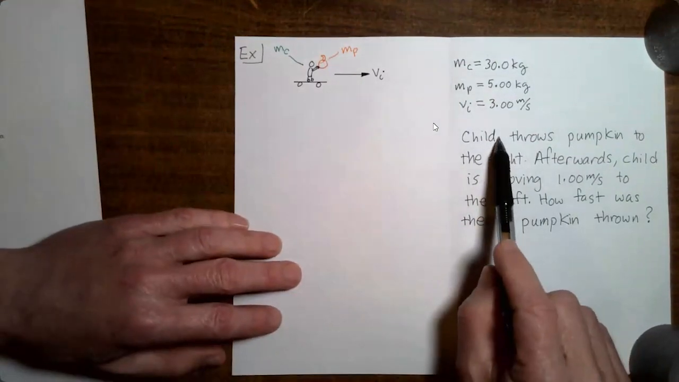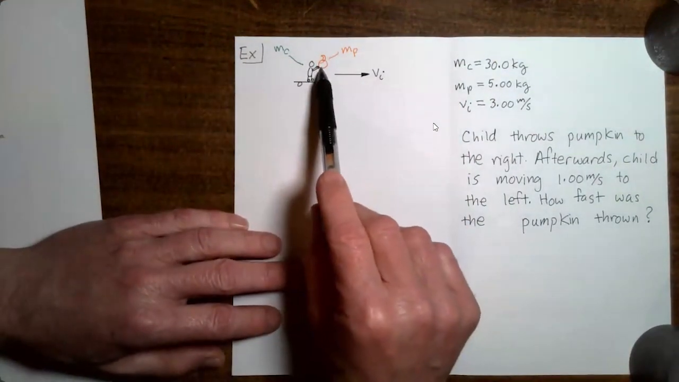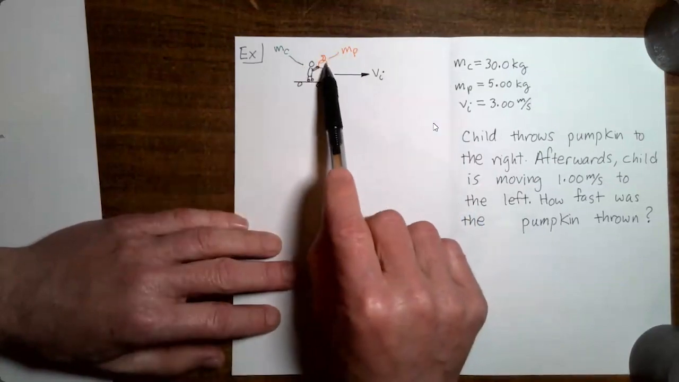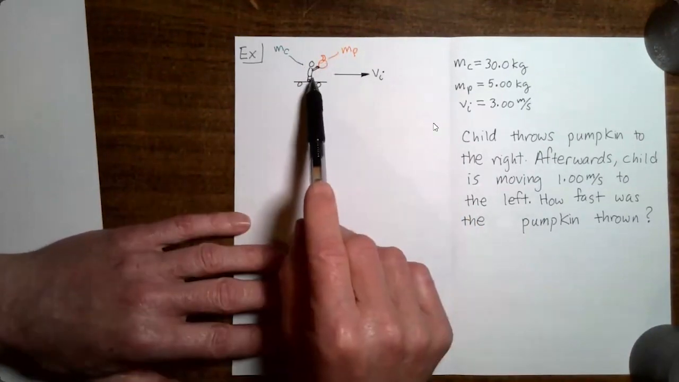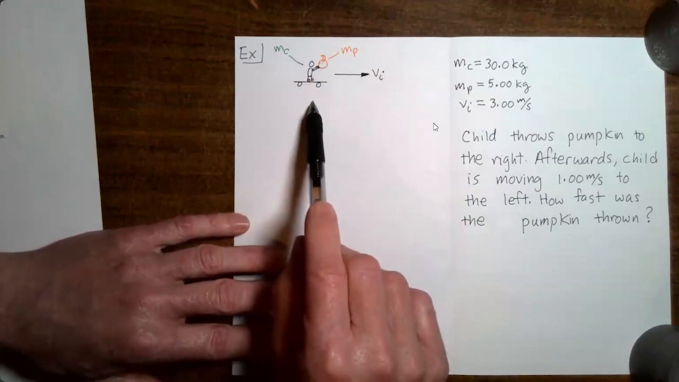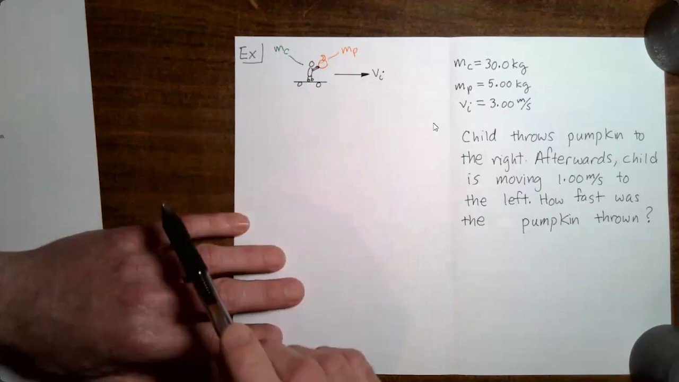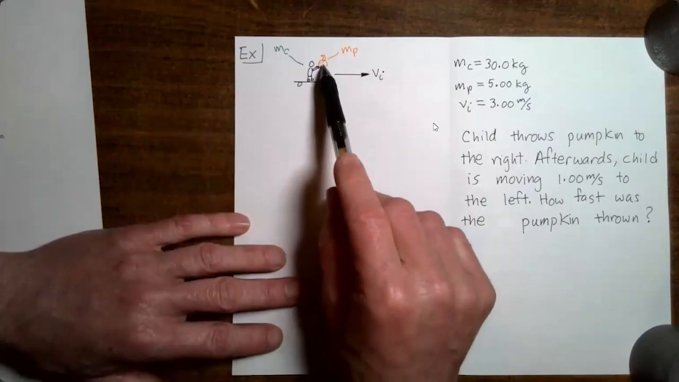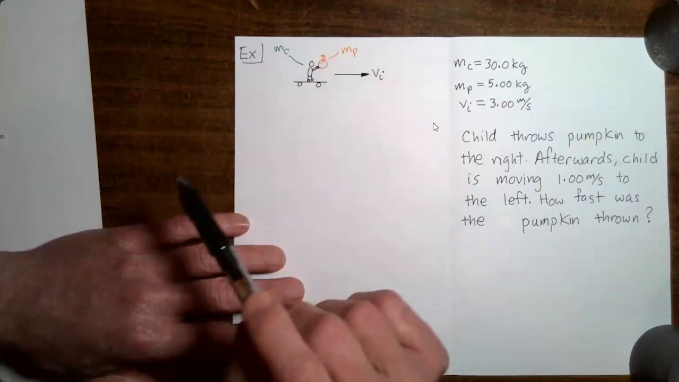The statement of the problem says that the child will now throw the pumpkin to the right. We don't know how fast the pumpkin is thrown. After throwing the pumpkin to the right, the child recoils and begins moving to the left at 1 meter per second. We want to know how fast the pumpkin was thrown.